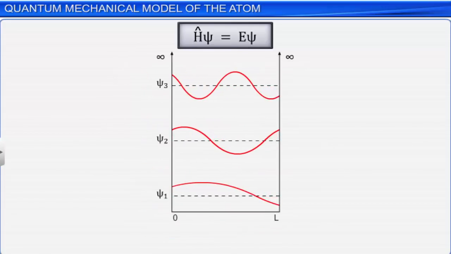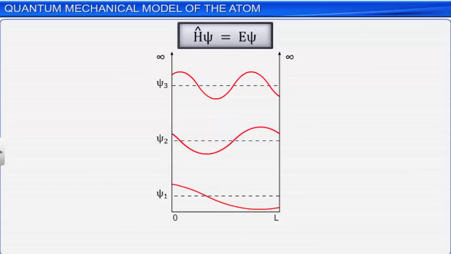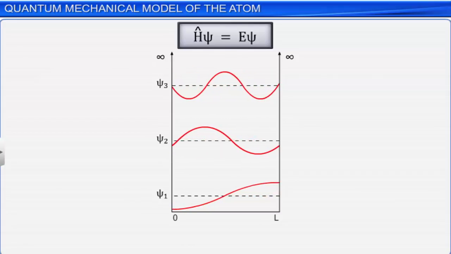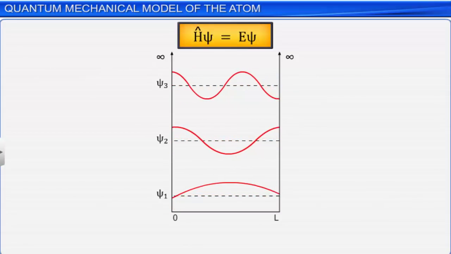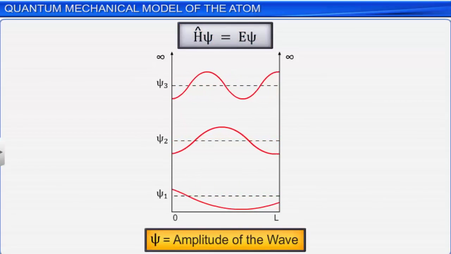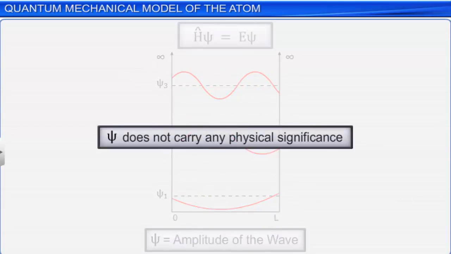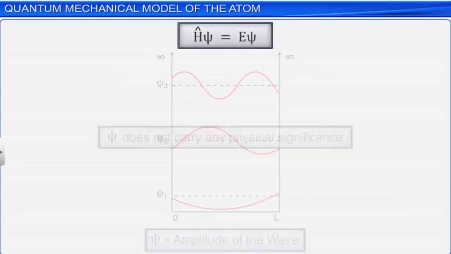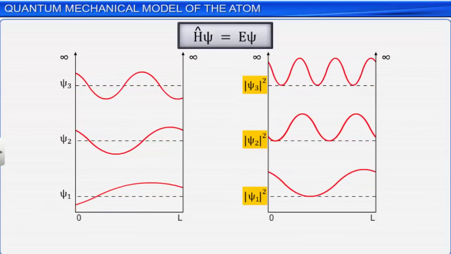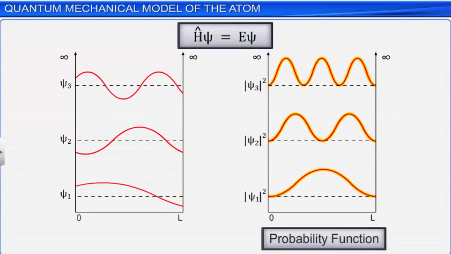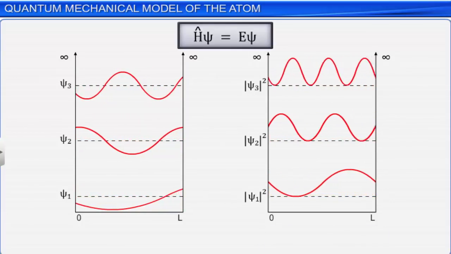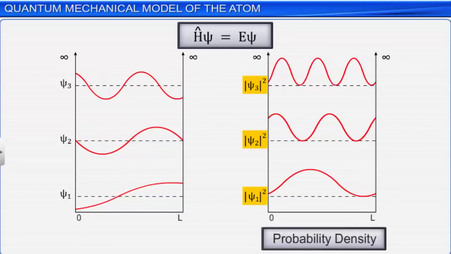Note that, in quantum mechanics, all the properties of a system are expressed in terms of a wave function. This is obtained by solving the Schrodinger's equation. The wave function, psi, is a mathematical function that represents amplitude of the wave. It does not carry any physical significance. Therefore, the square of the amplitude of electron wave, that is, psi square, gives the probability of finding the electron at a point within an atom. That is why the function psi square is called probability density and is always positive.